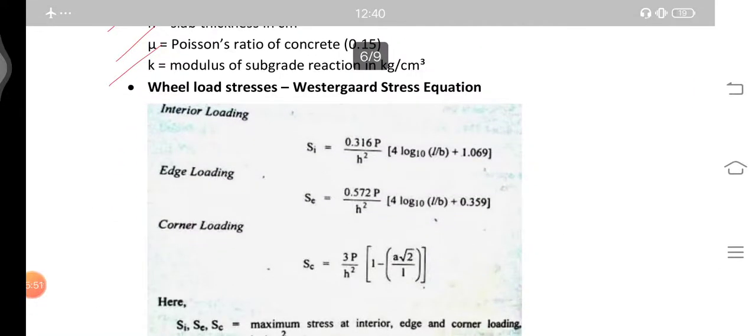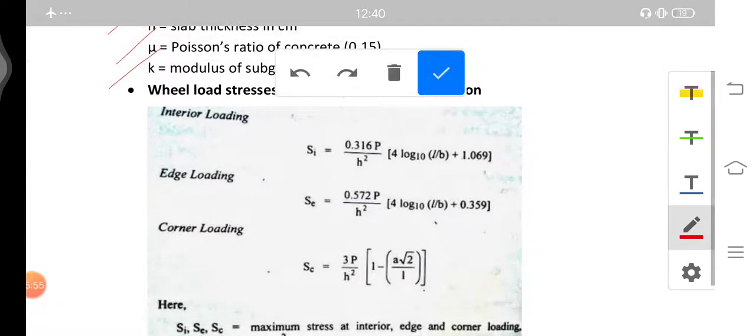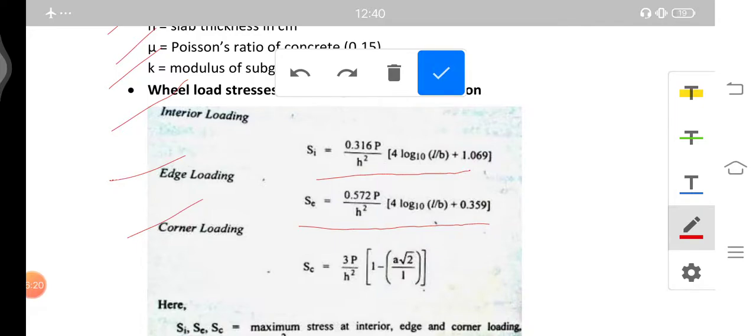And for wheel load stresses, the Westergaard stress equation is given by this. For interior loading, SI is given as 0.316 P upon H² times (4 log10 (L/b) + 1.069). The edge loading is given by SE equal to 0.572 P upon H² times (4 log10 (L/b) + 0.359). And similarly we have the corner loading.